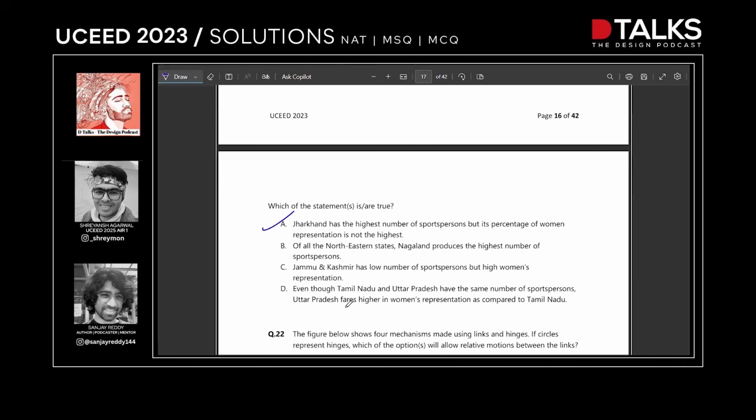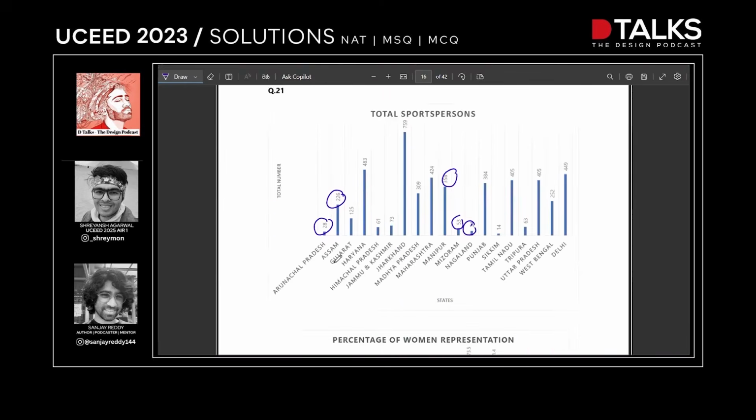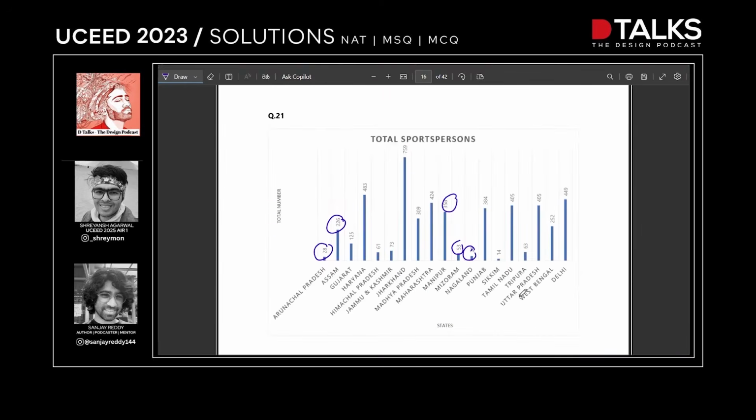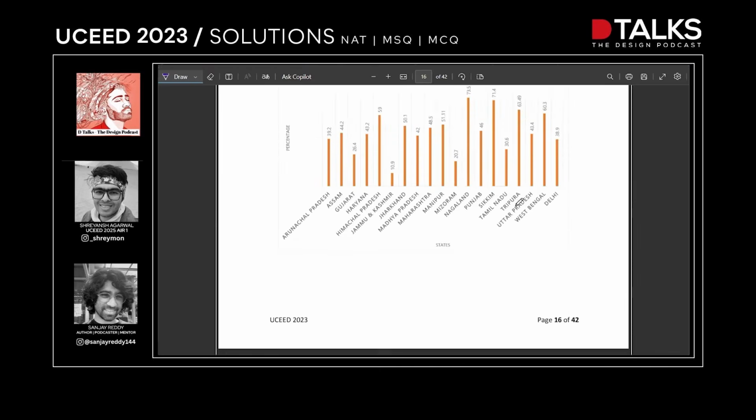Even though Tamil Nadu and Uttar Pradesh same number of sports persons, Uttar Pradesh faces higher women representation as compared to Tamil Nadu. So UP is at 405 and Tamil Nadu is at also 405. That's correct.